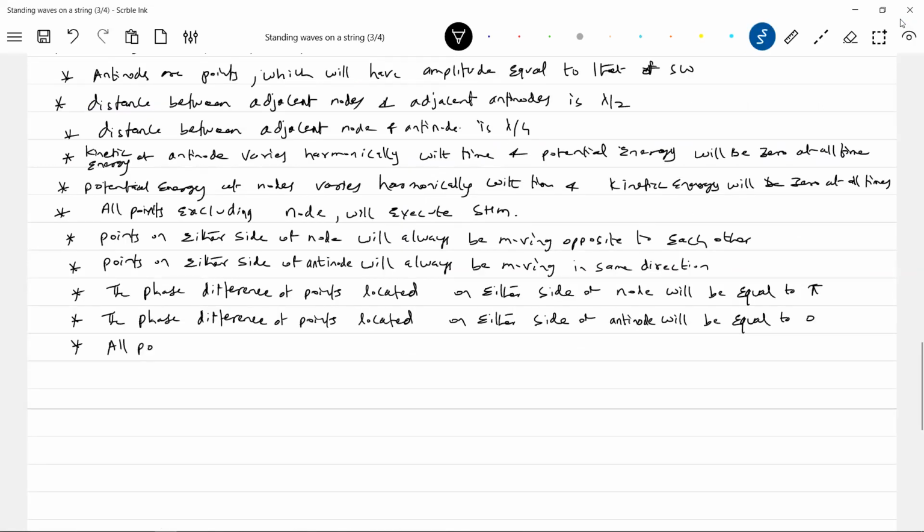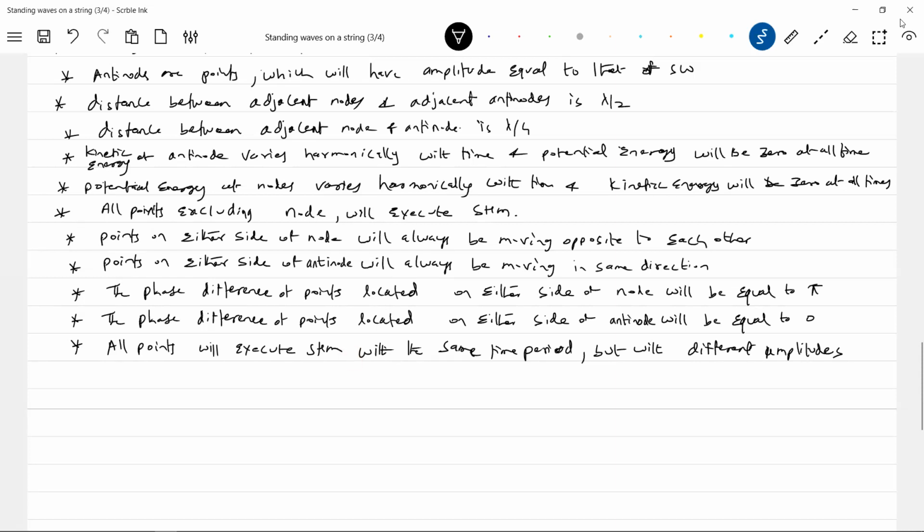All points will execute SHM with the same time period, but with different amplitudes. Agreed? So all points will execute SHM with the same time period, but with different amplitude.